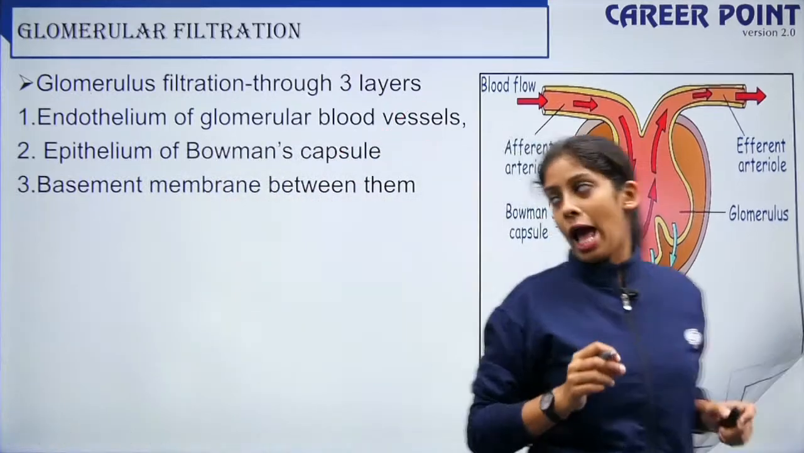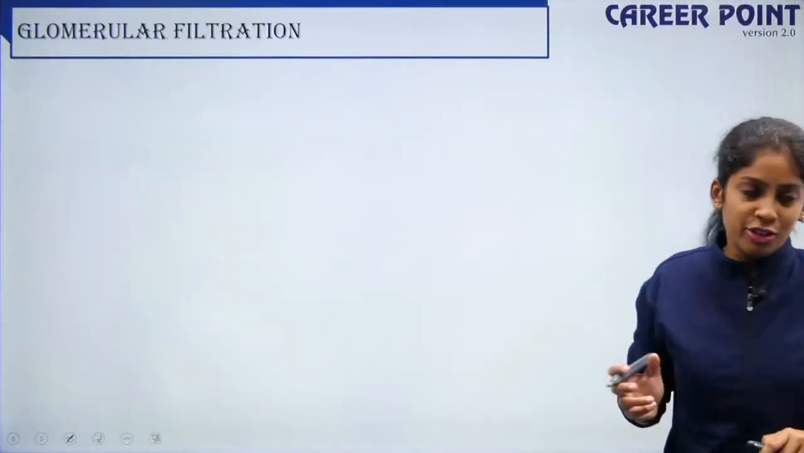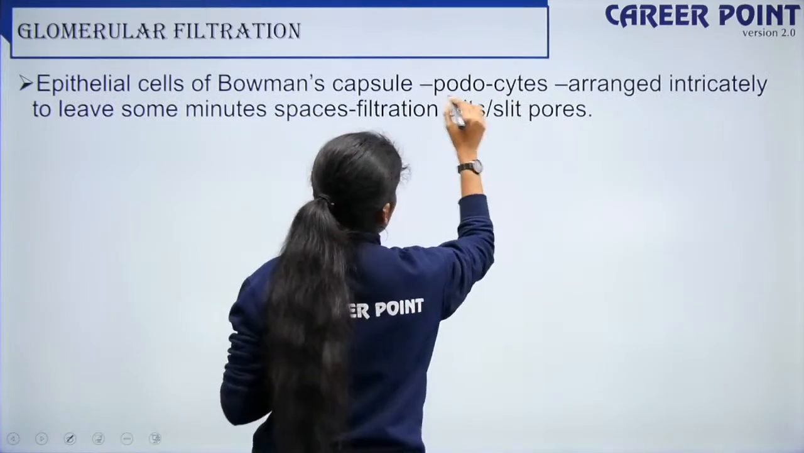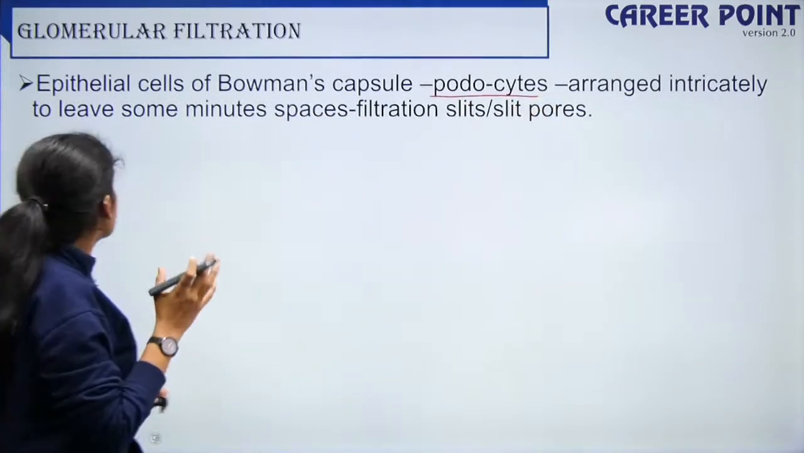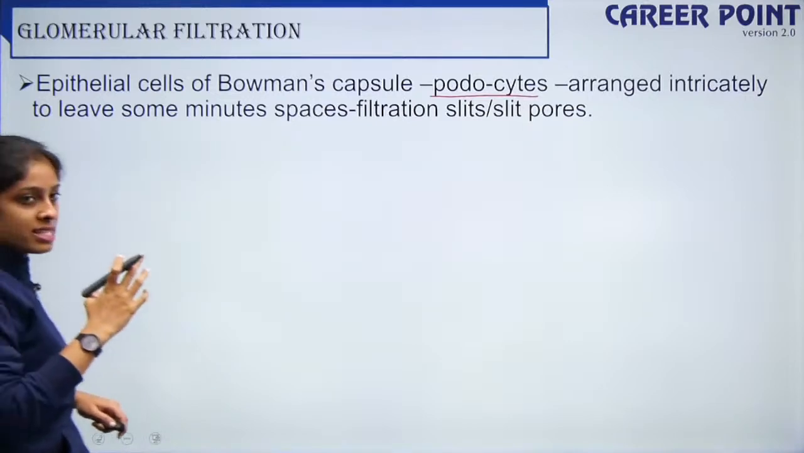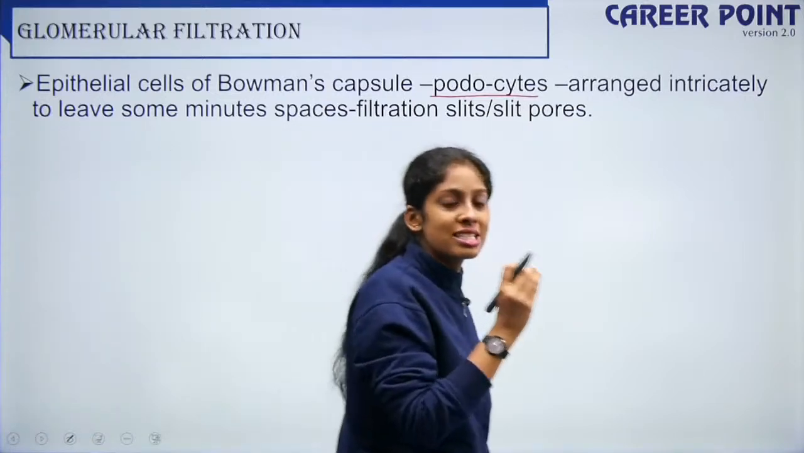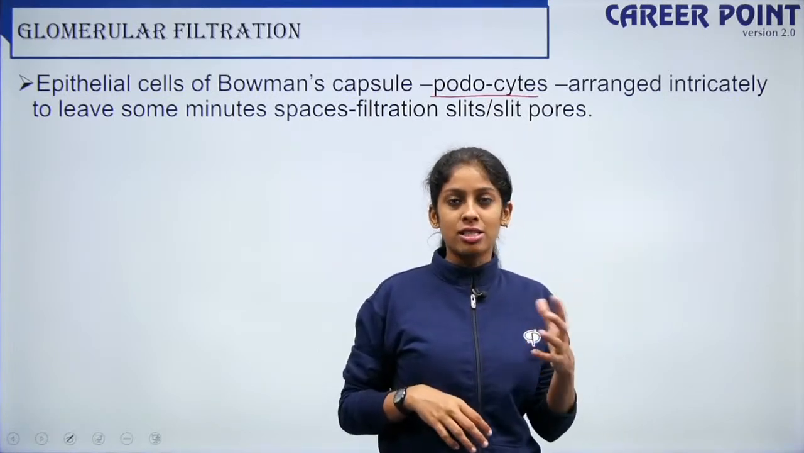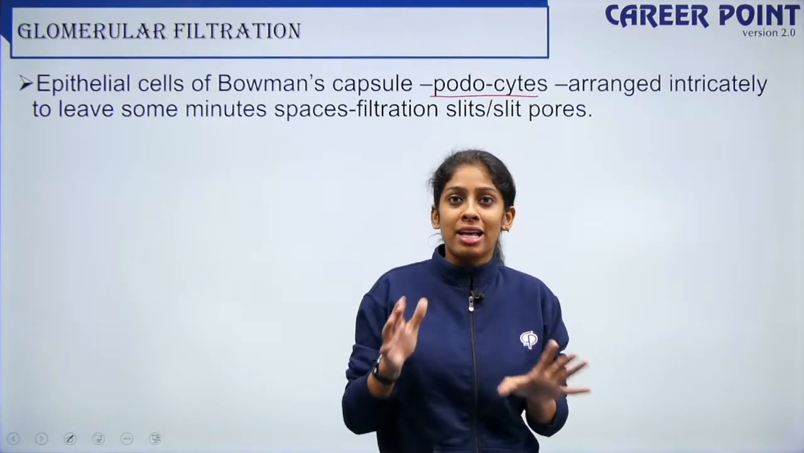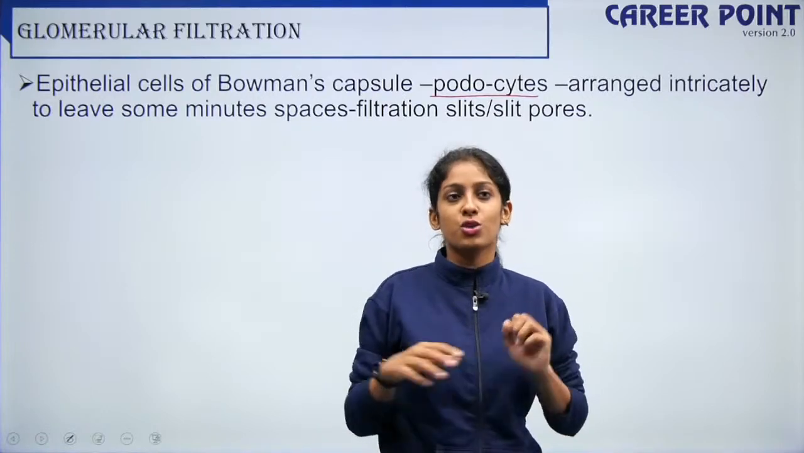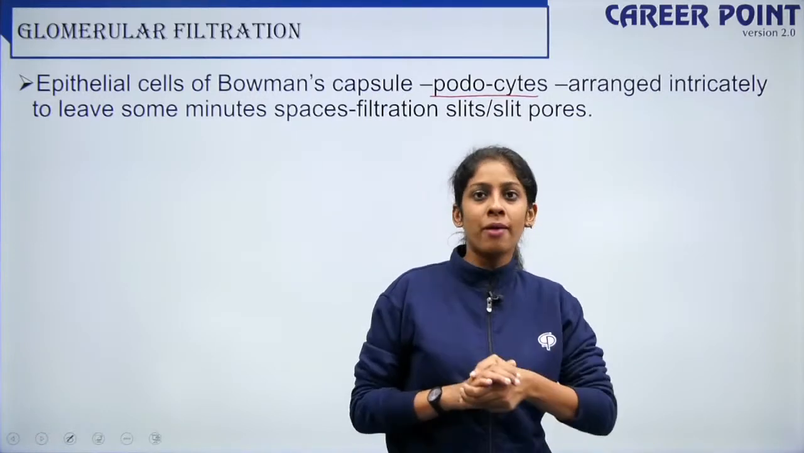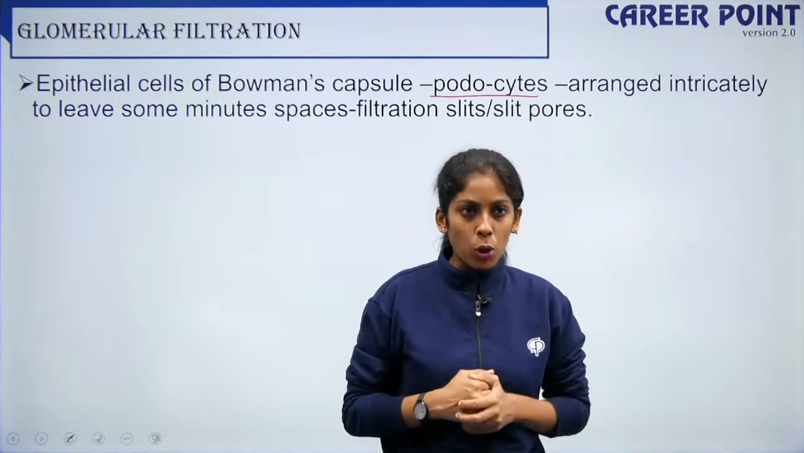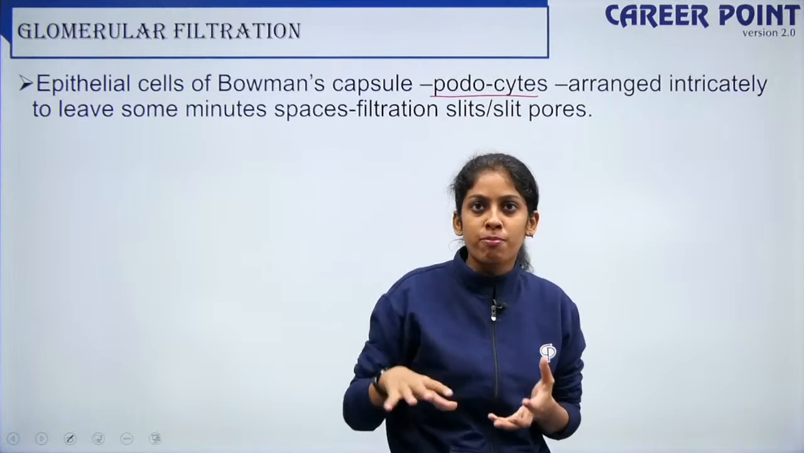Now let's see what happens. How pure is the filtration? The epithelial cells of the Bowman's capsule are known as podocytes. They are arranged intricately to leave some minute spaces, that are known as filtration slits or filtration pores. You would have seen your mom use a filter. Sometimes she used to filter milk, sometimes juices. We used to make chai with the filter, right? So how is the filter? It has very minute pores, right? It has a lot of pores, right?